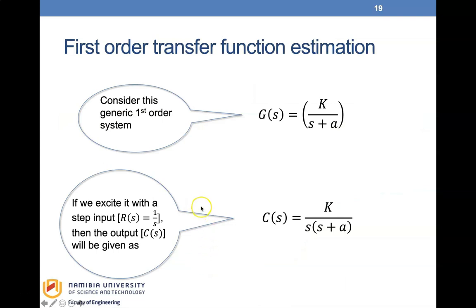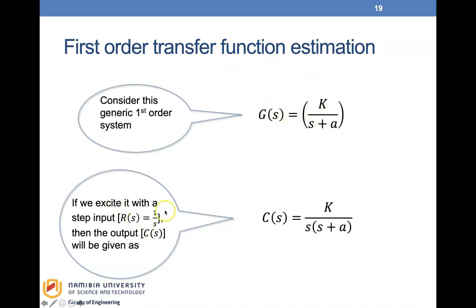So let's look at the first order transfer function estimation. What we mean here is, consider this first order system. You have this first order system, and you want to use other means to estimate the system. At times we have systems and we don't have a mathematical equation for the system. How do we estimate their transfer function? So this is a generic form of the first order system.